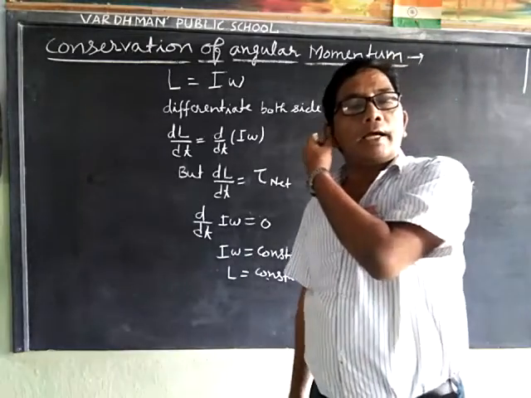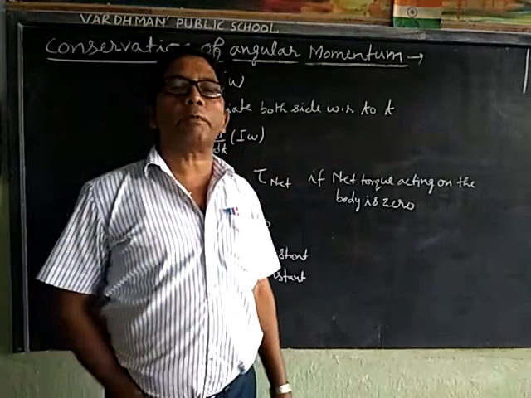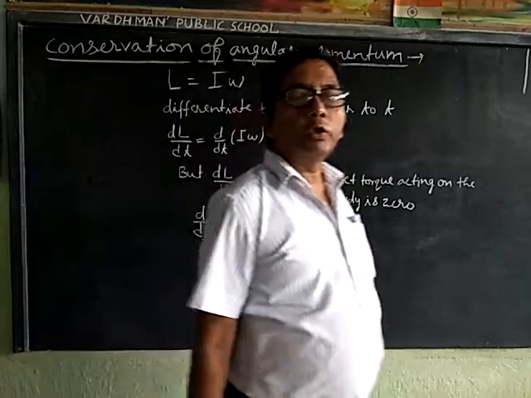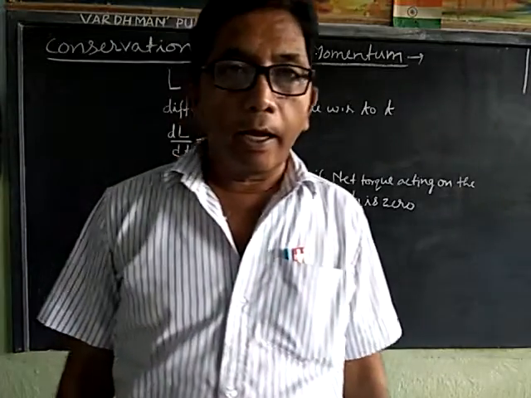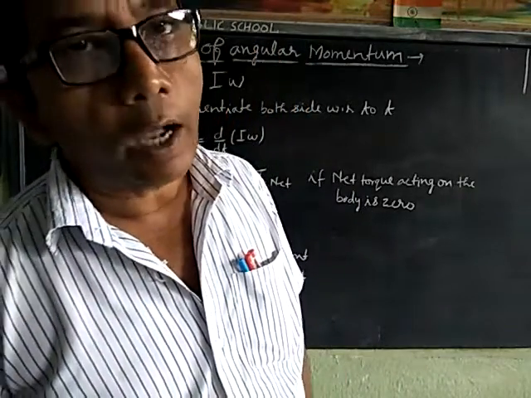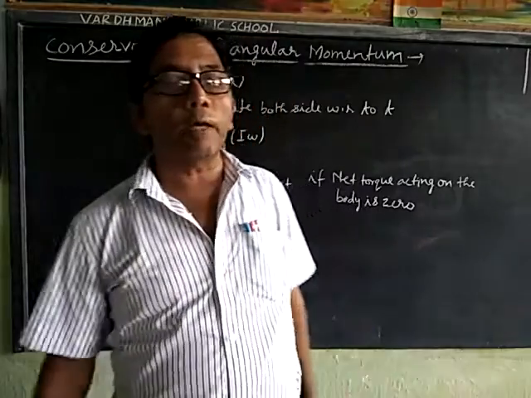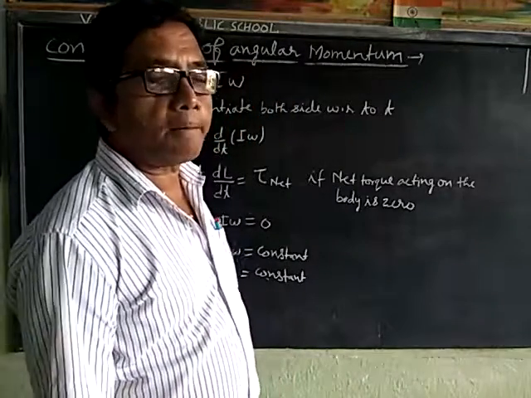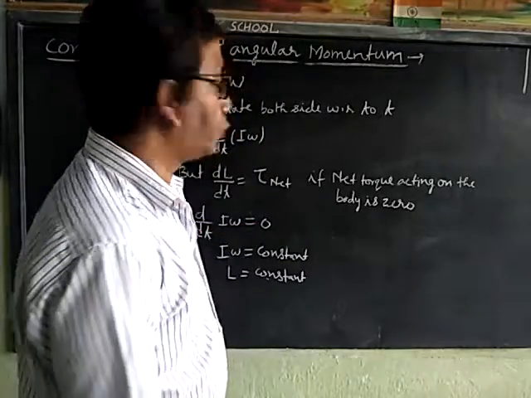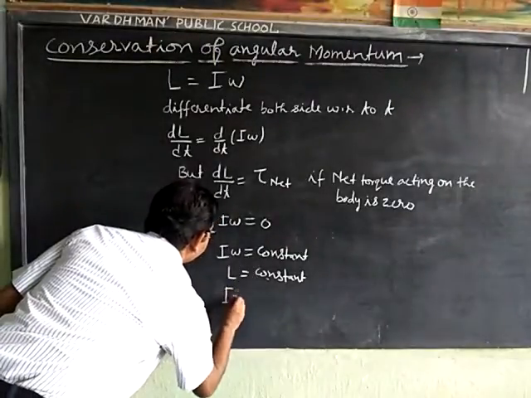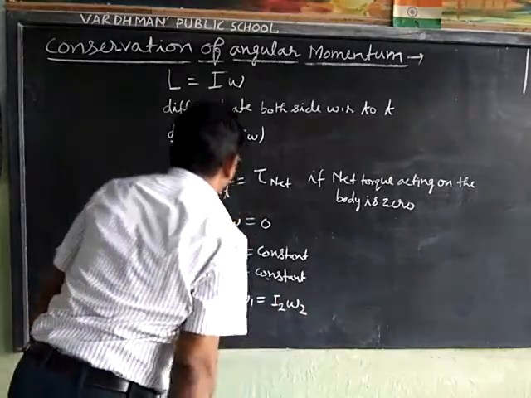If the moment of inertia of the body changes from I1 to I2 due to a change in the distribution of the mass of the body, then the angular velocity of the body changes from omega 1 to omega 2, that is, I1 omega 1 is equal to I2 omega 2.